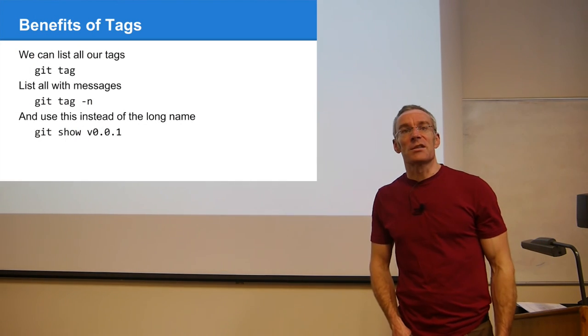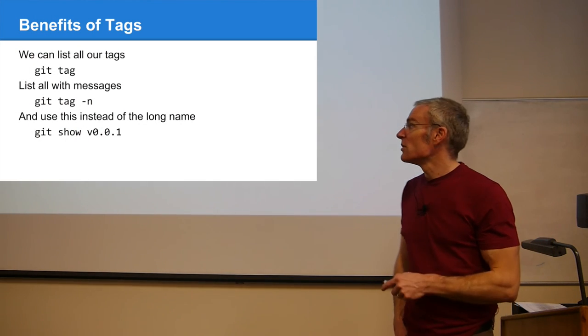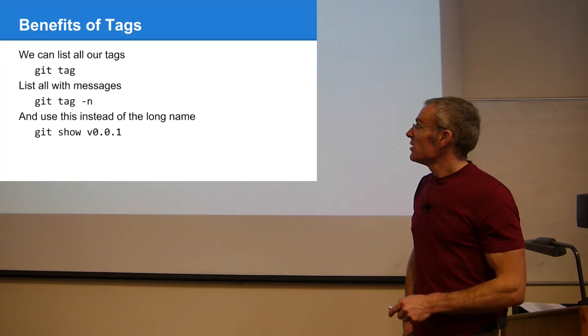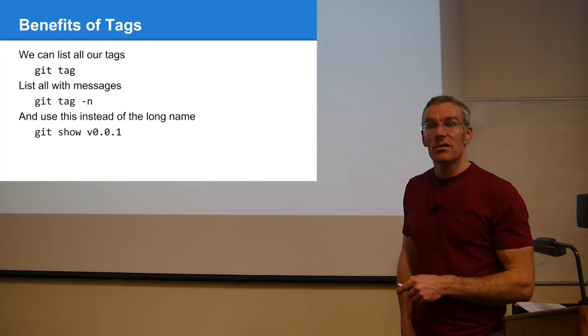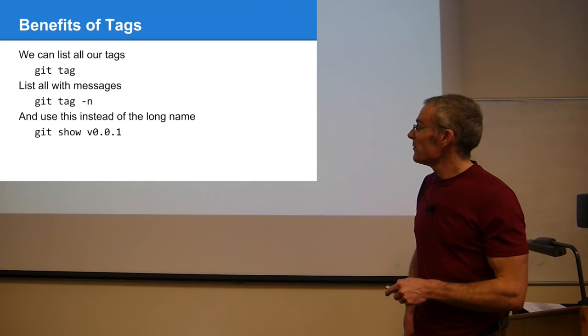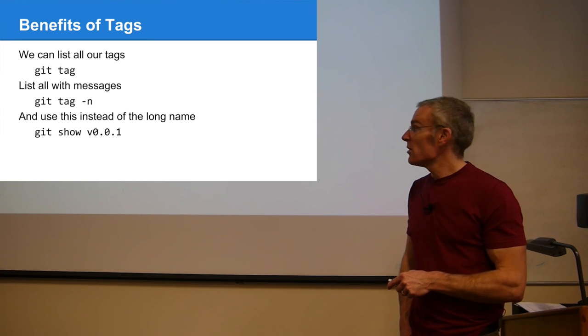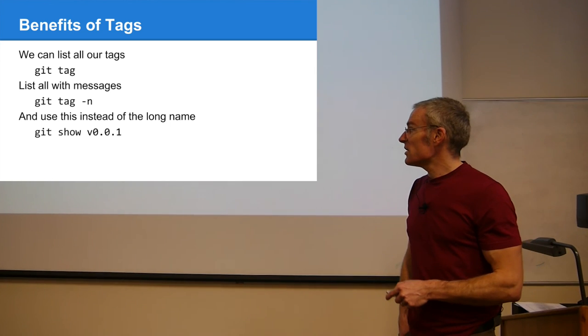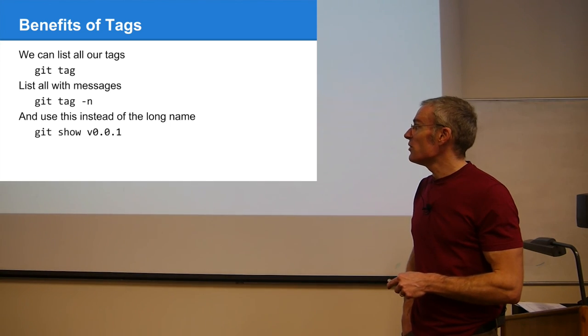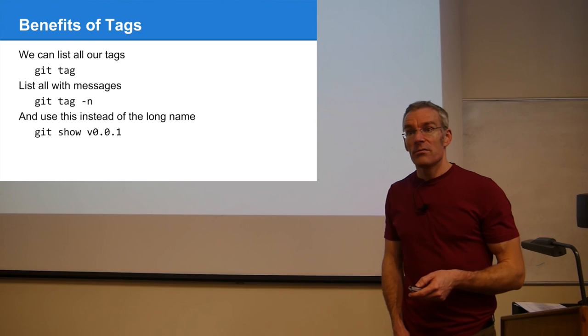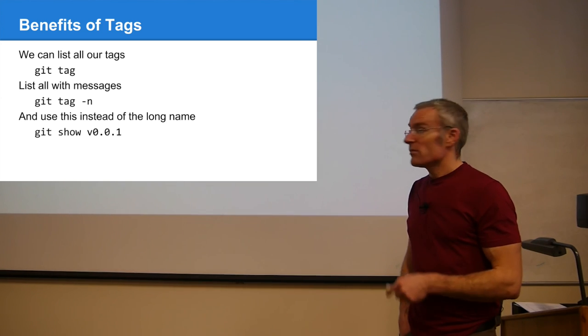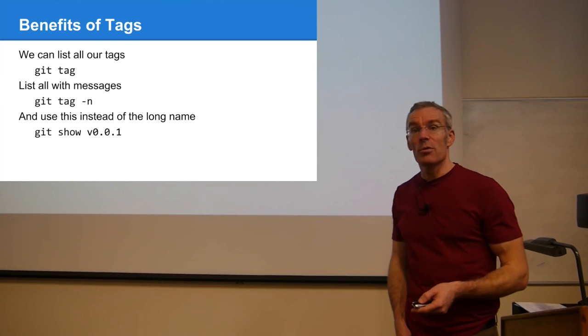You can list all your tags in your local repository, in your clone, with git tag. You can list any tags with messages. You can replace the short commit name with the tag name now. So git show version 0.0.1 will give me the changes in 0.0.1.